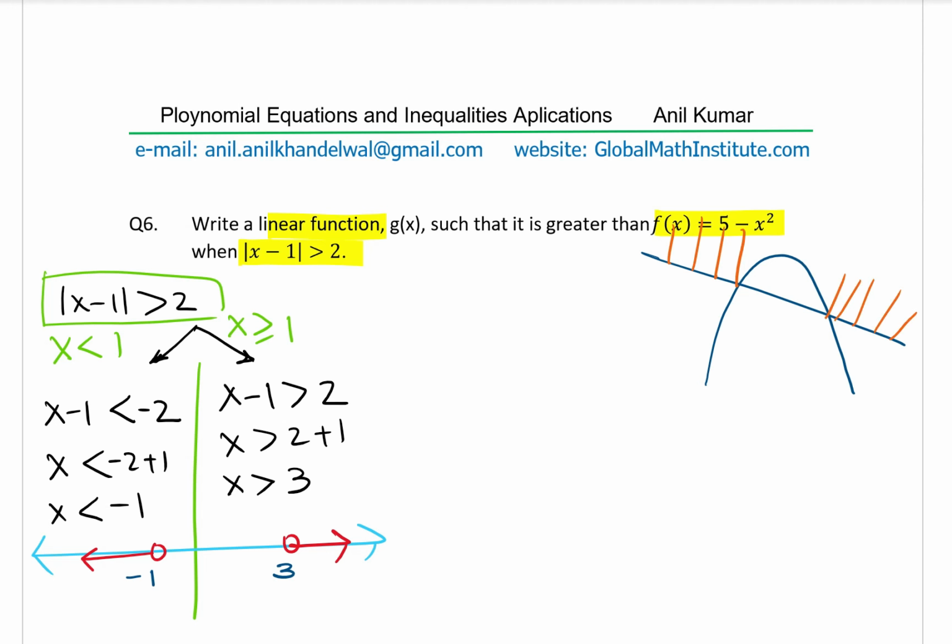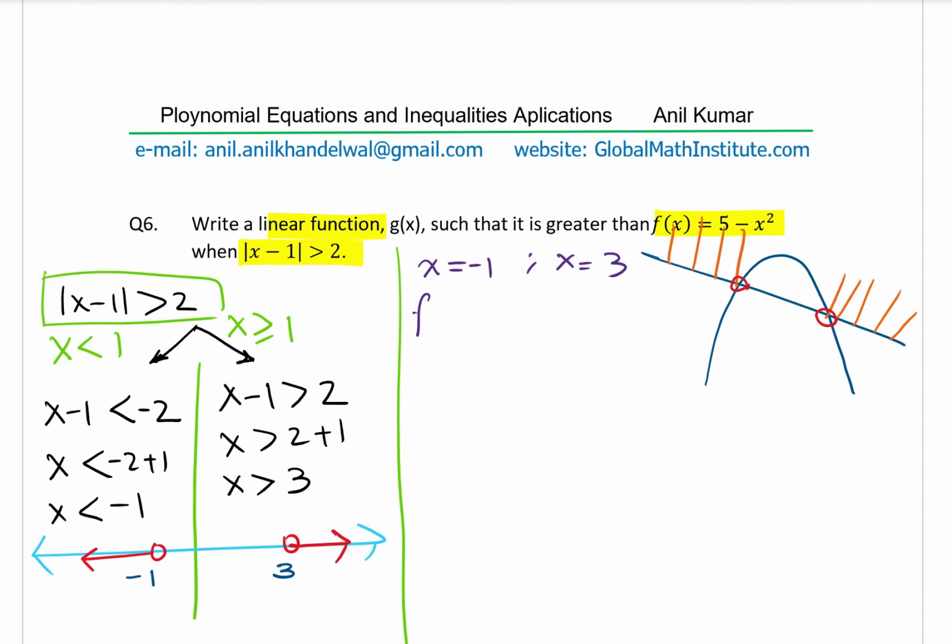Perfect. So we are interested in finding the points at which it intersects the parabola. Only then we get our solution. Is the concept clear to you? Correct? So we have 2 critical points to work with, and at these points we are now going to find the value on the parabola. So one is x equals to minus 1, the other one is x equals to 3.